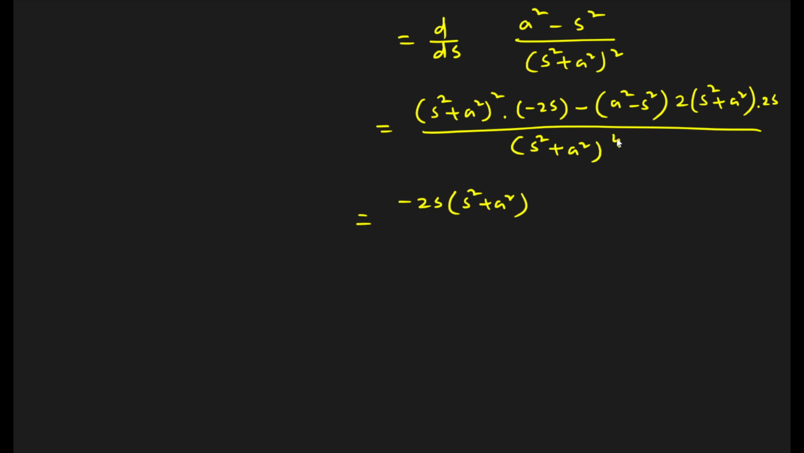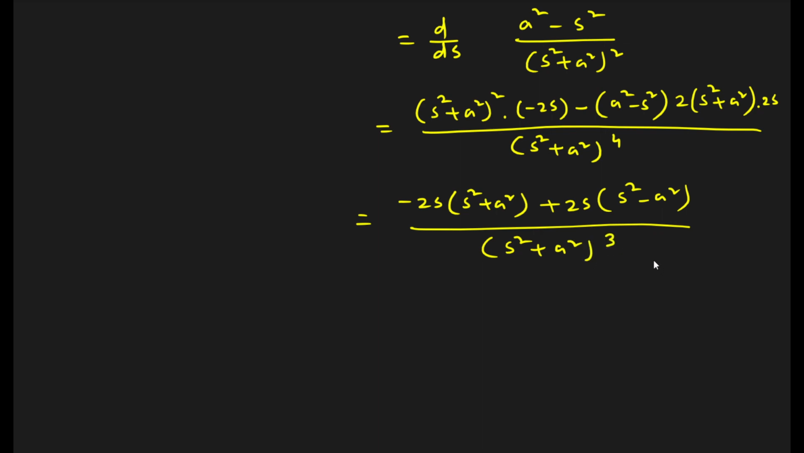Then there is a minus, you can write plus twice s into s square minus a square. Okay, whole thing divided by s square plus a square. Now it is cube because one term cancels out. Now here 2 minus twice s, this term will cancel out. Okay, these two terms will cancel out. So what will we get? Minus 2s square, again minus 2s square. So it will be minus 4 a square s divided by s square plus a square.